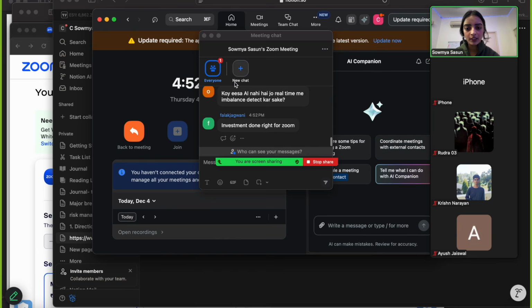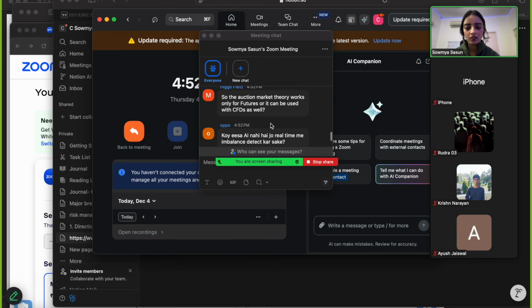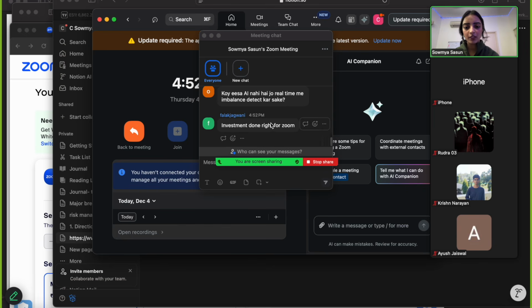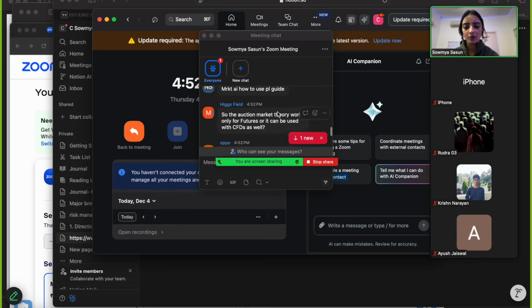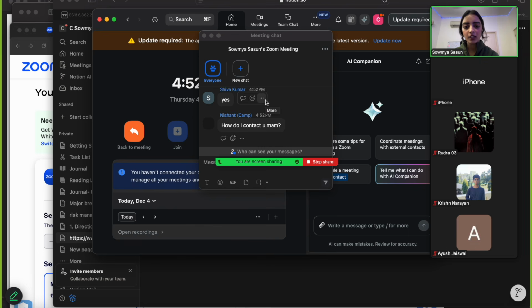Okay guys, can you see my screen? Investment done right for Zoom. Yeah, I should have just done it before. How do I contact you, ma'am?